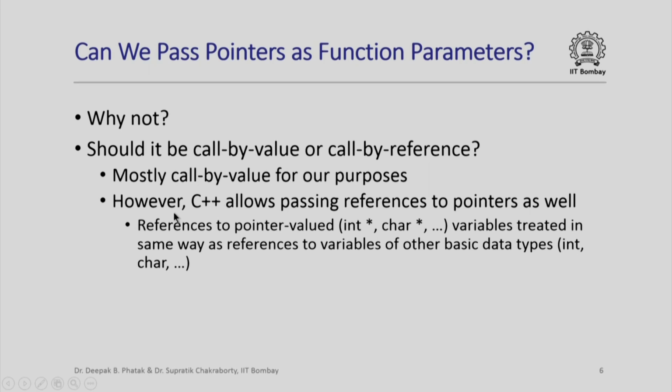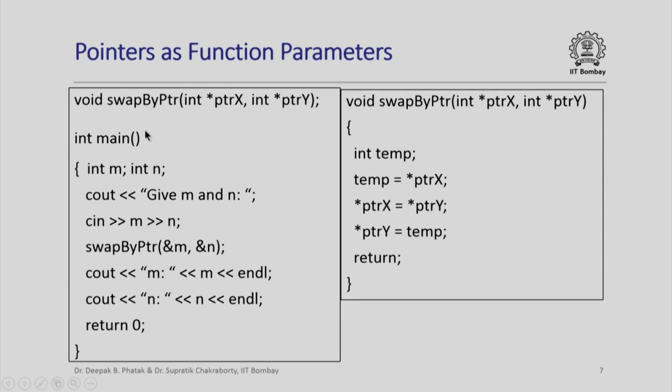However, it is important to note that C++ does allow passing references to pointers as well, and in fact when you pass a parameter by reference and when that parameter is a pointer valued variable like int star or char star, the C++ compiler will treat it in pretty much the same way as it does when you pass a parameter by reference and that parameter is a variable of some other basic data type like int or char. So let's look at an example program where we are going to pass pointers as function parameters.